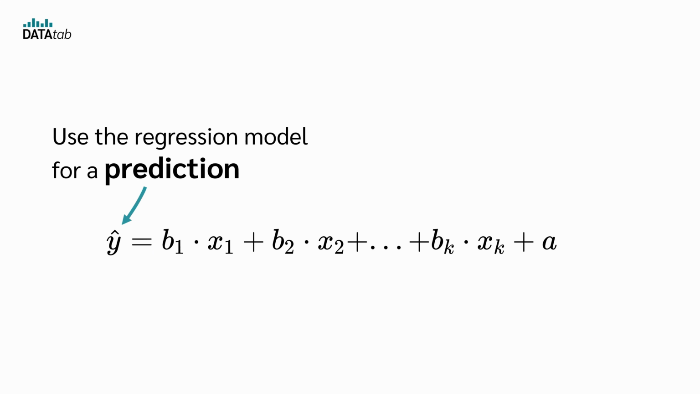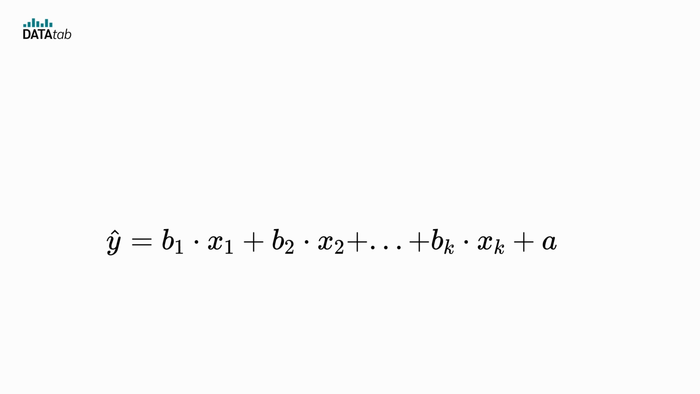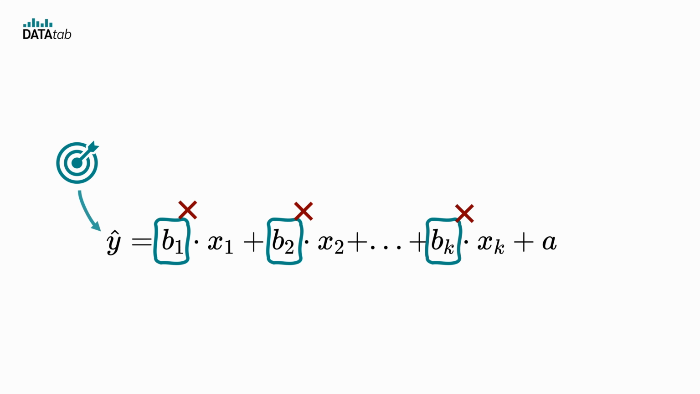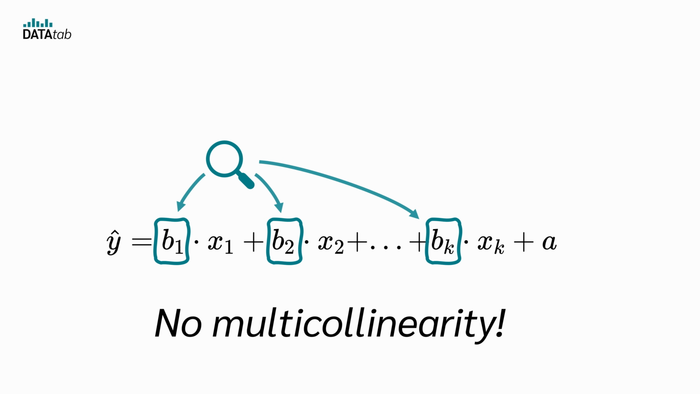If you just want to use the regression model for a prediction, the presence of multicollinearity is less critical. In this context, the focus is on how accurate the prediction is, rather than on understanding the influence of the individual variables. However, if the regression model is used to assess the influence of independent variables on the dependent variable, there should be no multicollinearity.